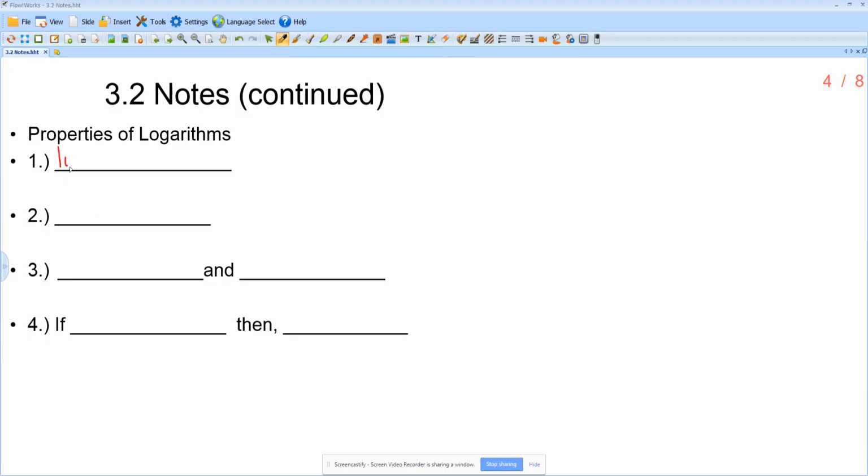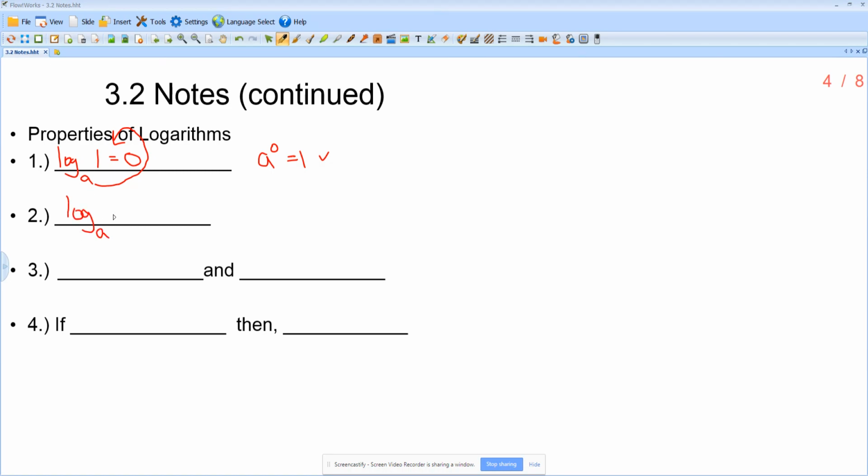If I have log base a of 1, what this is going to be is 0. So log with any base of 1 is always going to be equal to 0. The reason is, if you think about this circular motion and write this in exponential notation, I would go a to the power of 0 is equal to 1. And that's true. Anything to the power of 0 is equal to 1. So that's why this property exists and is allowed.